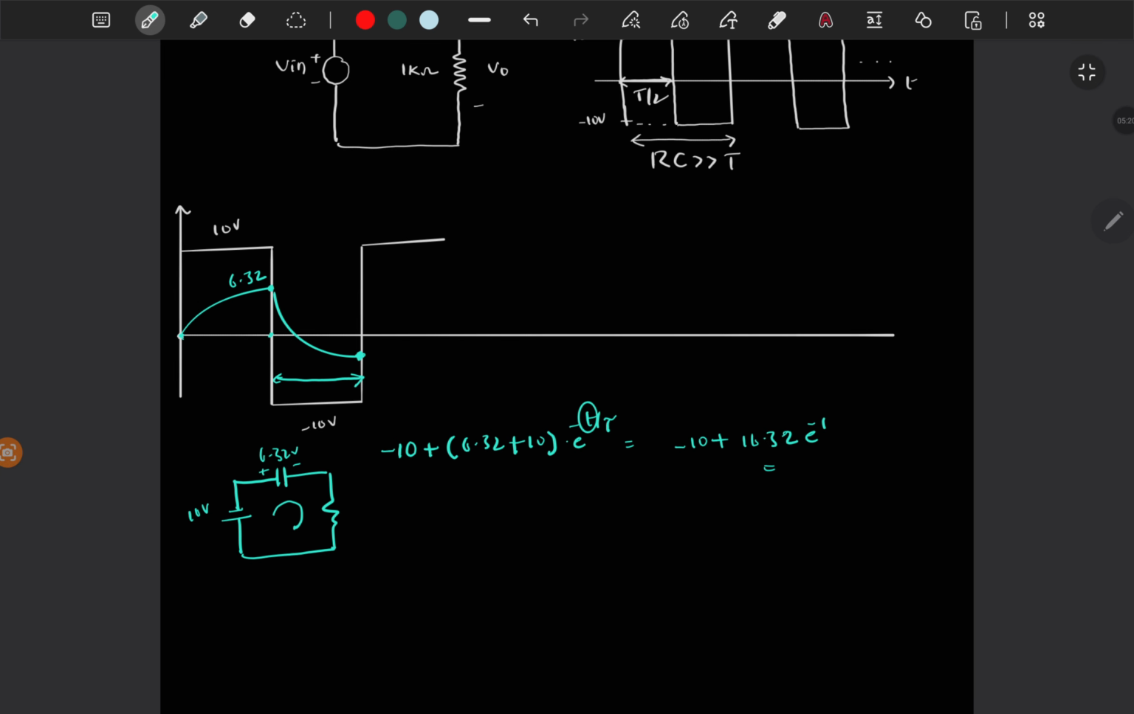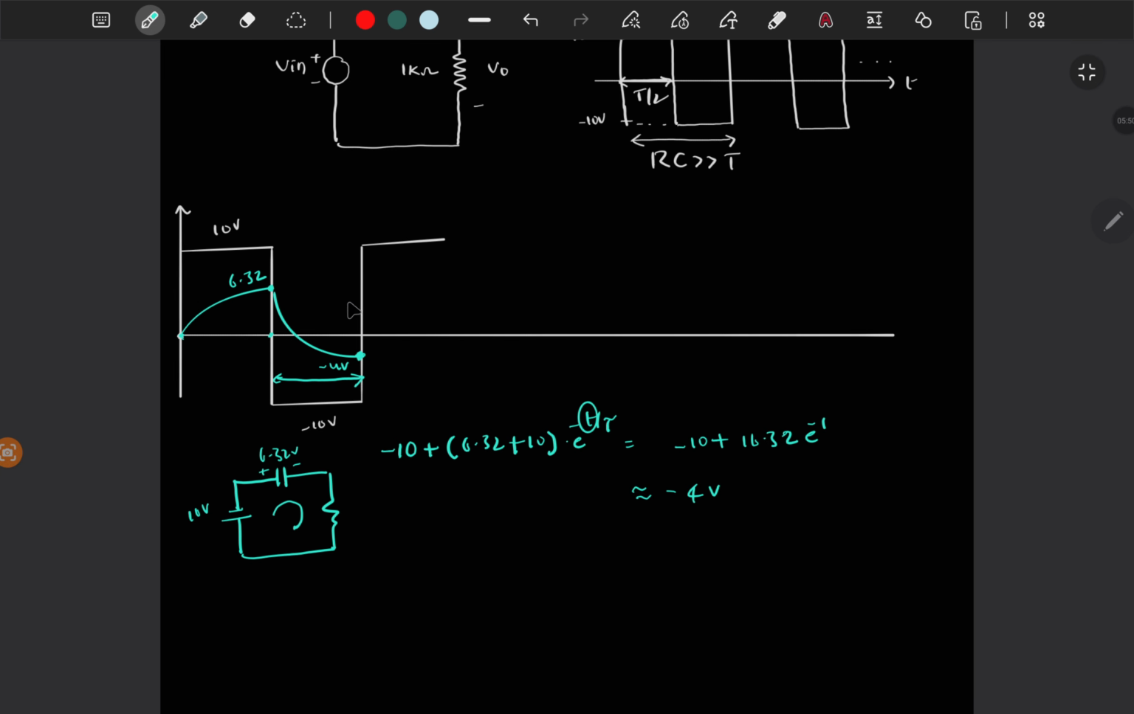So let's calculate that. e to the power minus 1 times 16.32 minus 10 is minus 3.99. So I am assuming it is approximately equal to minus 4 volt. So let's say it has reached minus 4 volt.